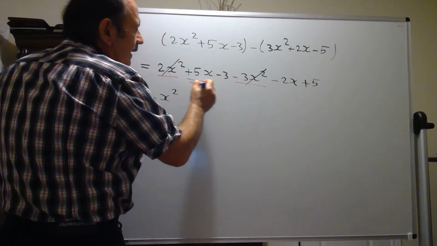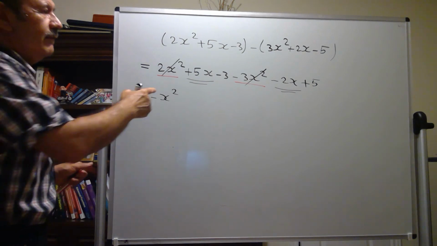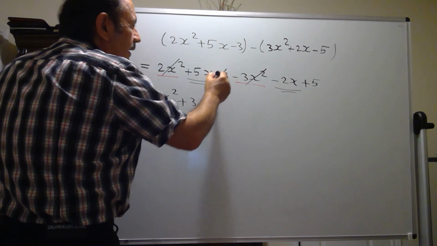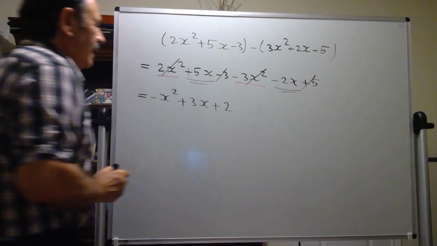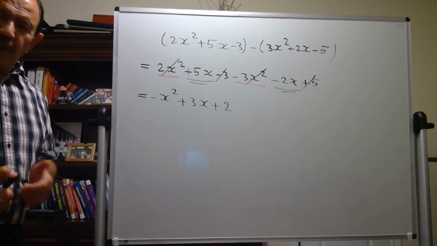Then 5x and negative 2x. Again, they are like terms. 5 minus 2 is going to be plus 3x. And minus 3 plus 5 is going to be plus 2. This is the result of subtraction of these two polynomials.